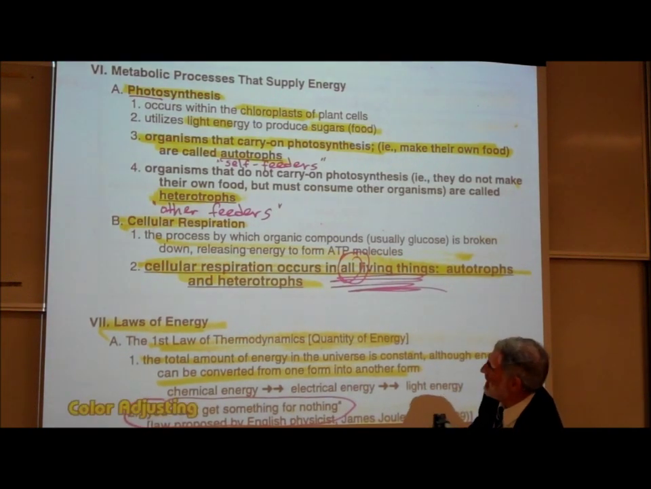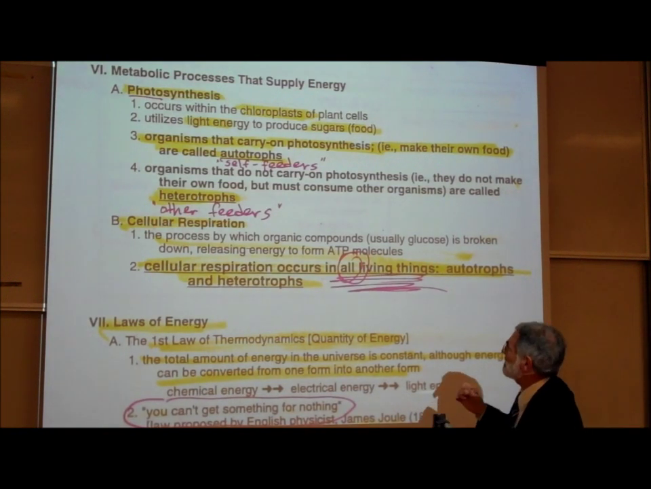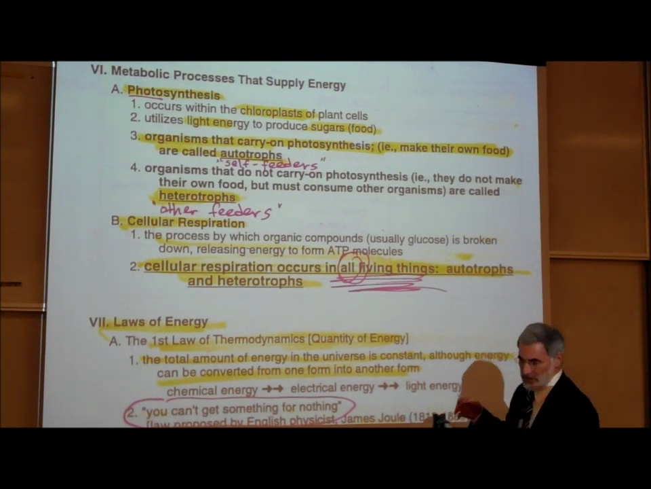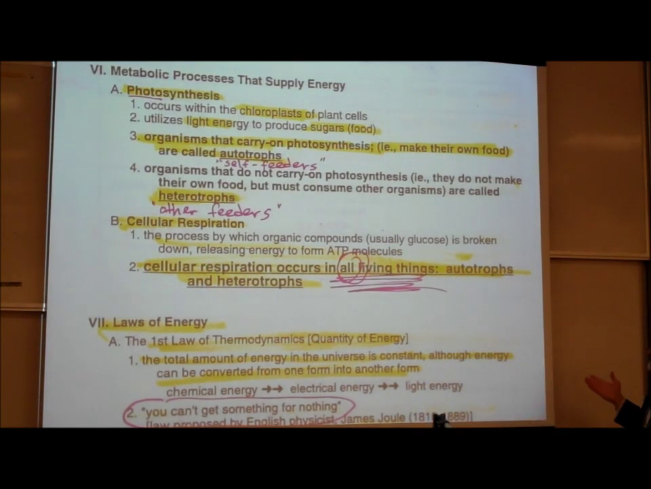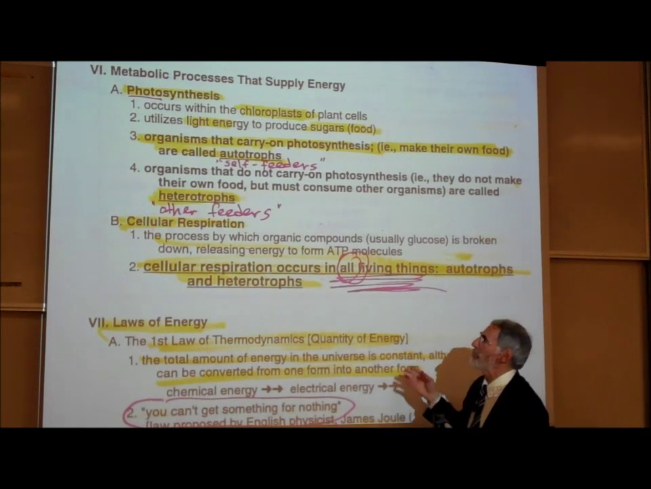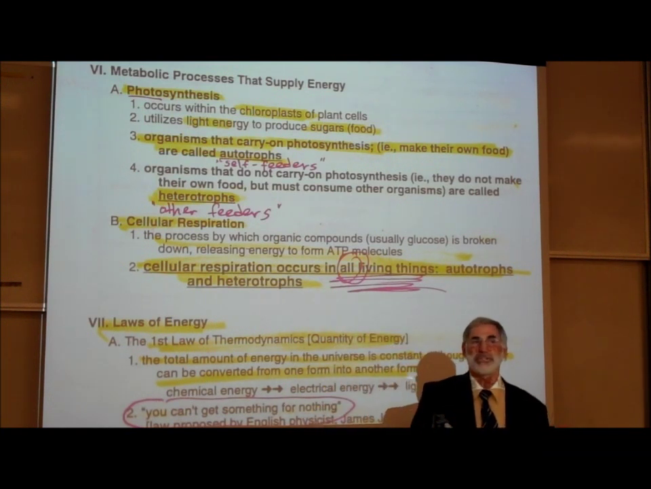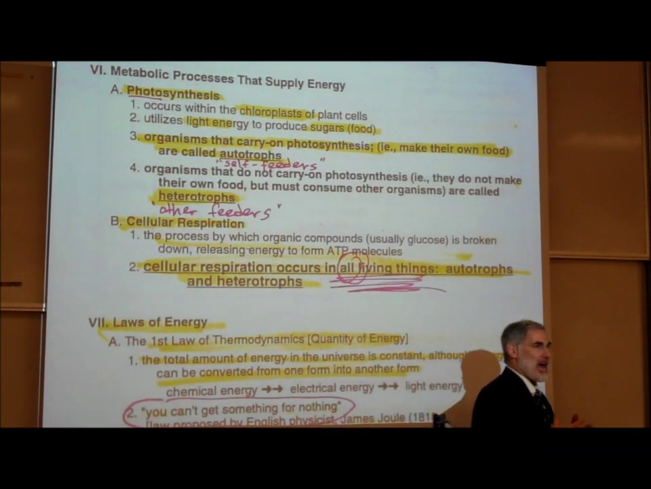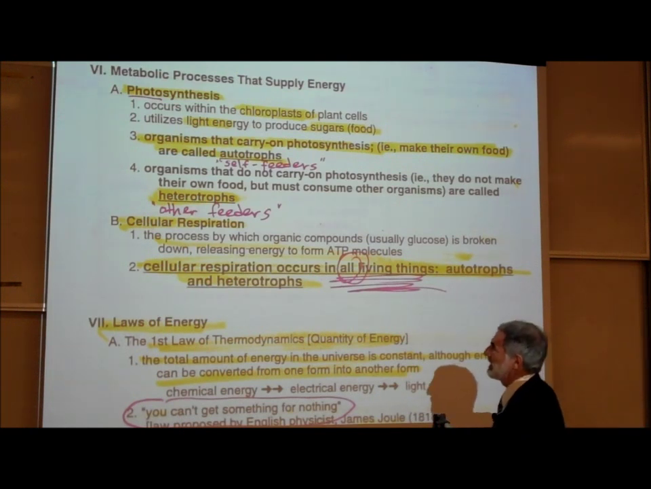The other process that we mentioned in section E is cellular respiration. Cellular respiration is the process by which organic compounds, usually sugars like glucose, but other organic compounds, including even fats and even proteins, can be broken down, releasing energy, and that energy that's released is used to produce that gasoline that powers all living cells called ATP, this high-energy nucleotide.